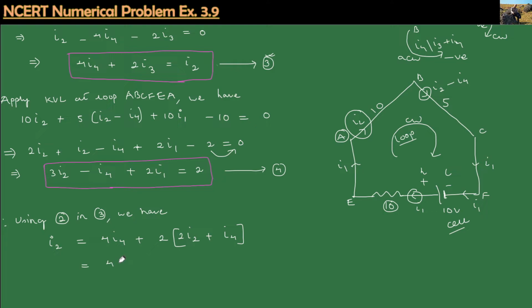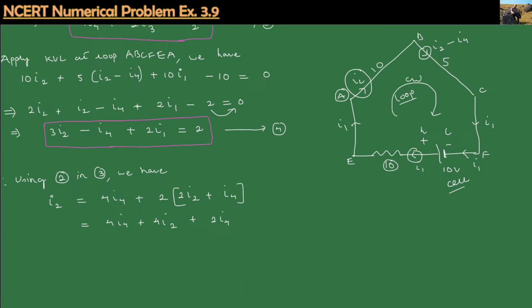So from here, this will be 4I4 plus 2 into 2, which will give us 4I2. Then from here, this will be 2I4. Again, there are some like terms. So you will have a term 4I2, and over here we have I4 terms and I4 terms, that gives us 6I4. This will be the value of I2.